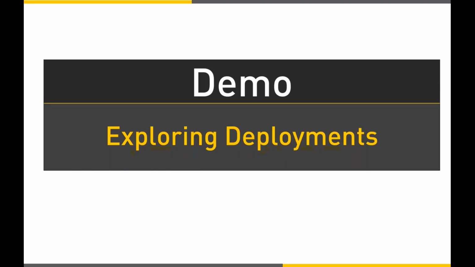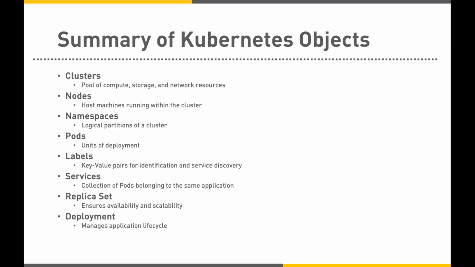We covered a lot of ground. To summarize, a cluster is a pool of compute, storage, and network resources associated with an underlying set of host machines, which are called nodes. So a set of nodes will form the cluster, and a cluster is how you will consume compute, storage, and network. Namespaces are the logical partitions of a cluster. Pods are the units of deployment. That's how you package and deploy your apps or containers.